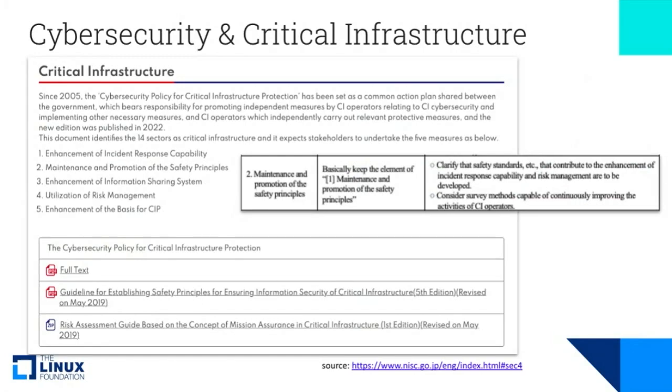One of the interesting reports that came out last year was from the Japanese NISC organization, where they were making a point of focusing that, as we're improving our work with critical infrastructure, the cybersecurity policy was actually saying maintenance and promotion of the safety principles. The fact that we have to look at safety, especially for critical infrastructure, completely makes sense to me. And so the challenge is, how do we make sure we can actually get the information we need to do the effective analysis?